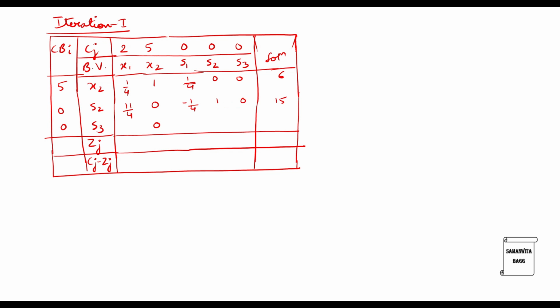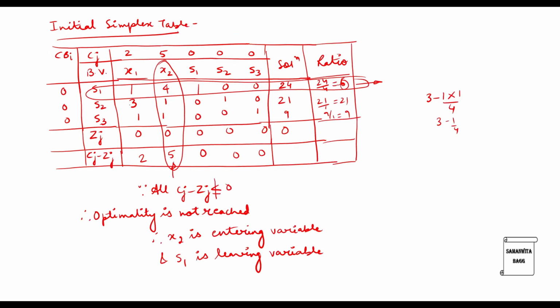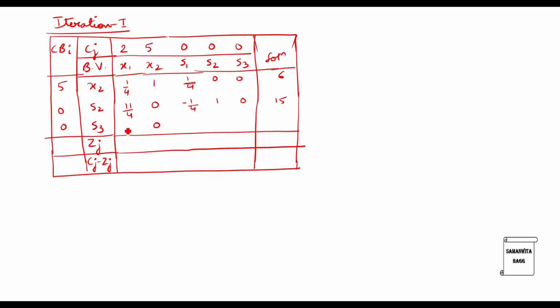Similarly, you can calculate for the lower one. For the first one, I'll show you: it is 1 minus 1 into 1 divided by 4. So it is 1 minus 1 by 4. So this is 4 minus 1, that is 3 by 4. So that is the first value. Similarly, you can calculate all of them. This will be minus 1 by 4. This is 0. This is 1. And this is 3.